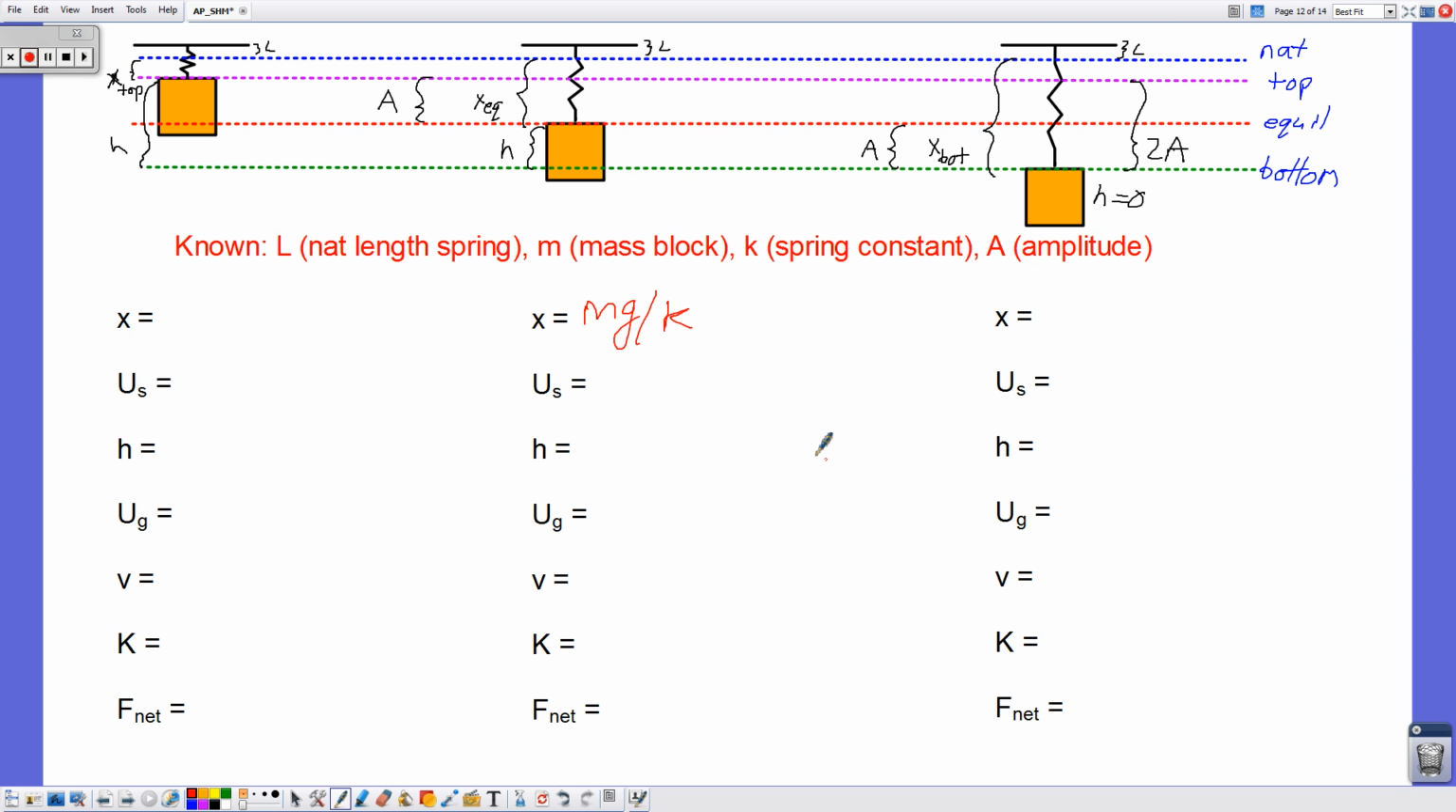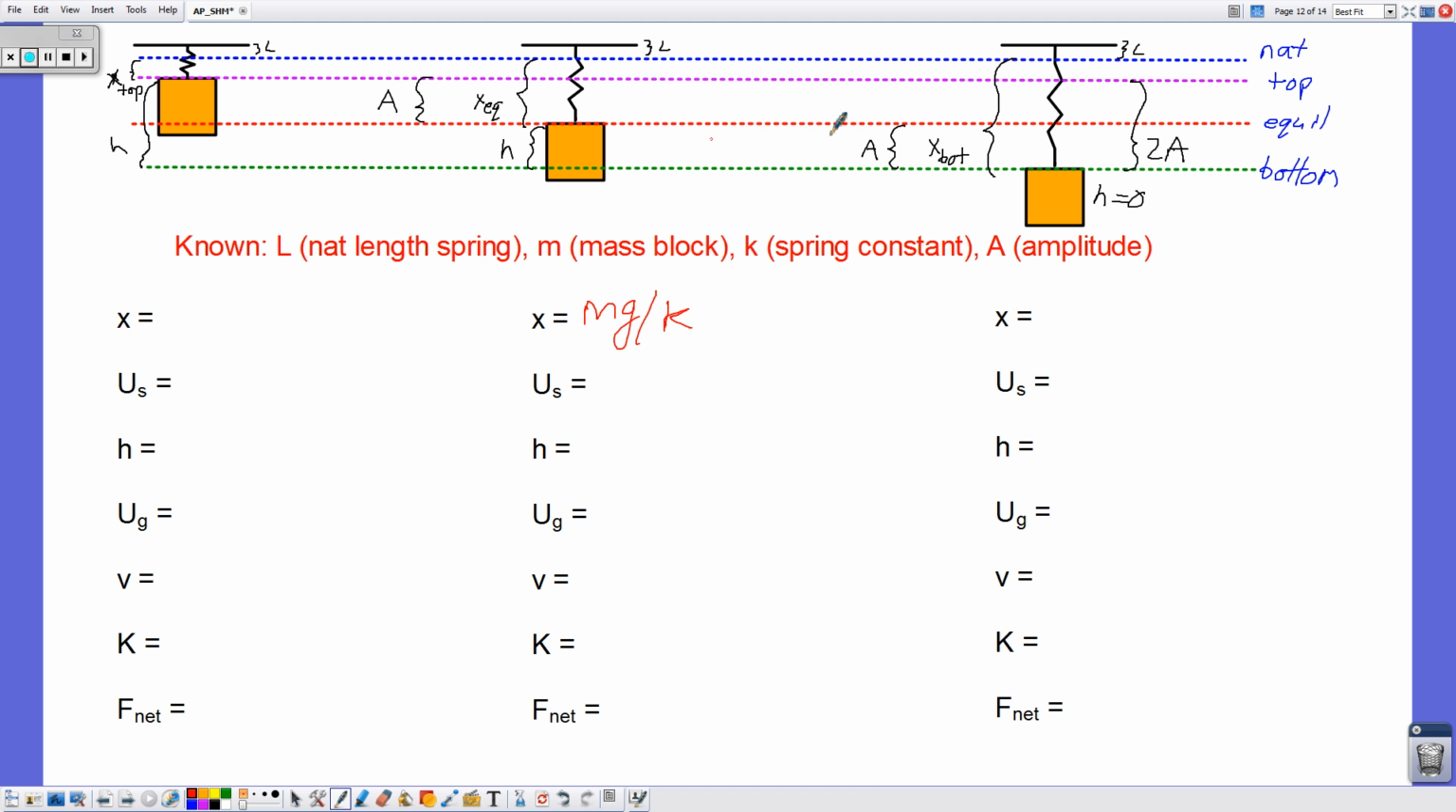The equilibrium position is going to be where the net force is 0. You might want to write that down if you haven't already. The equilibrium position on a spring block oscillator is when the net force is 0. Since there are 2 forces on my block, gravity and spring, when those 2 forces equal each other, that's going to be my equilibrium position. So my equilibrium stretch from natural length, this x, the distance from its natural length to where it is now, is going to be mg over k.